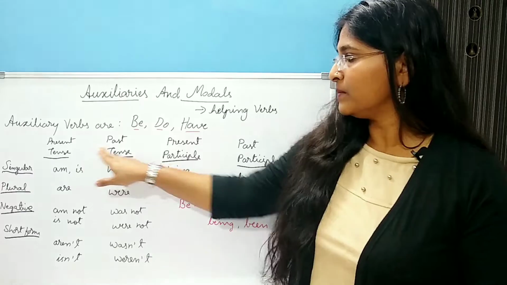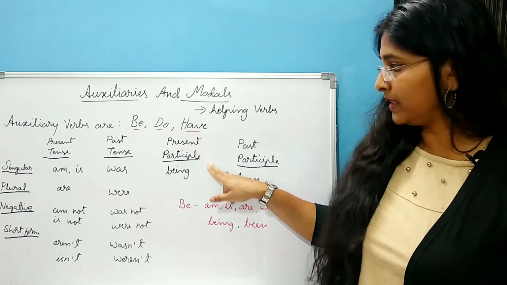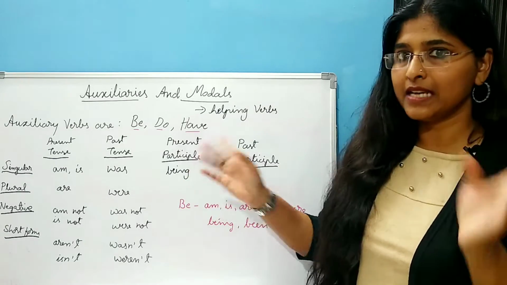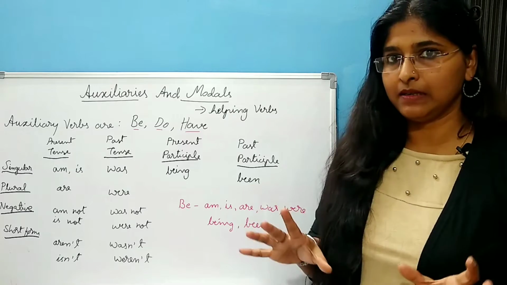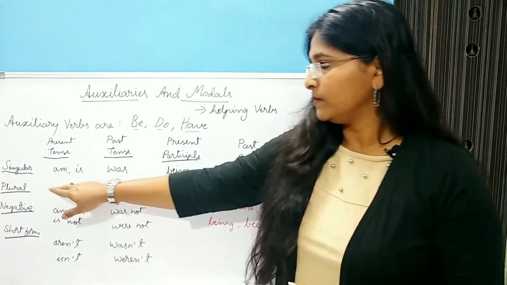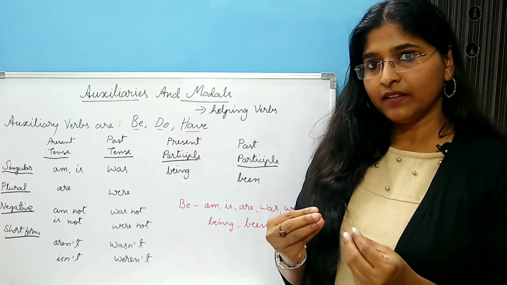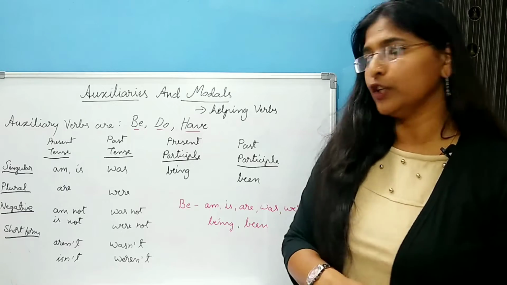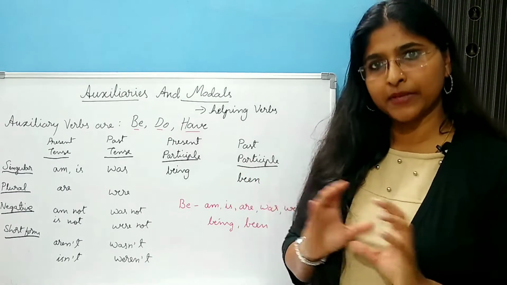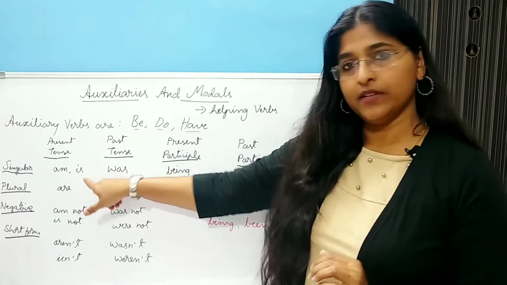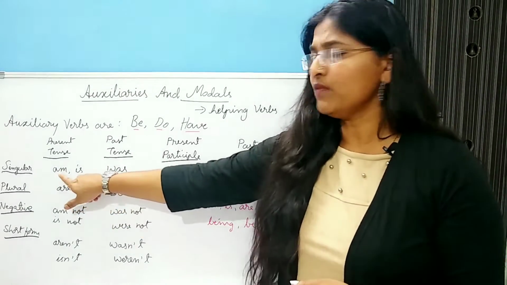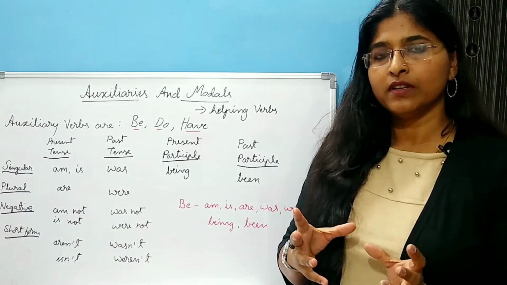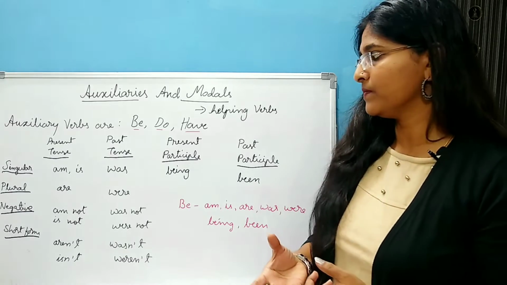See the present tense, past tense, present participle: nothing but ing is added to the base word. The base word is be, and ing is added to it. The past participle is been. When the subject is singular, I taught you the subject and predicate of the sentence, and the sentence is in the present form, then we use am or is. We use am only when the subject is I. Is is used after he, she, it as a singular subject.